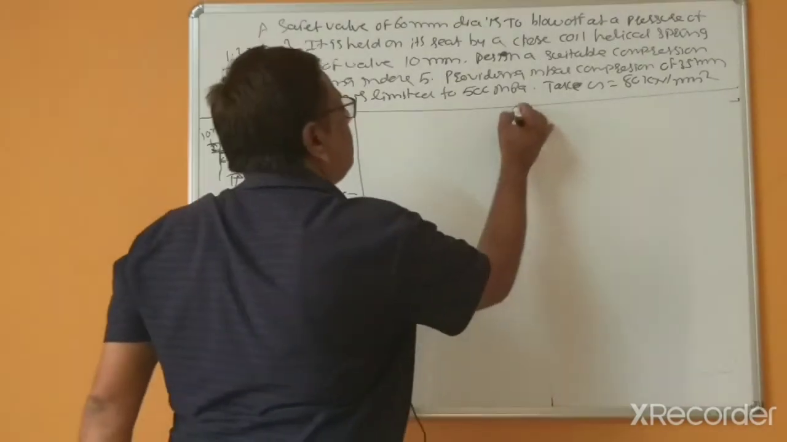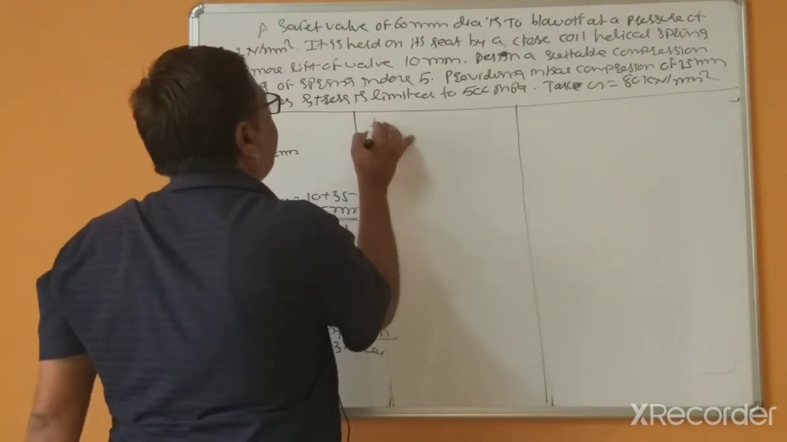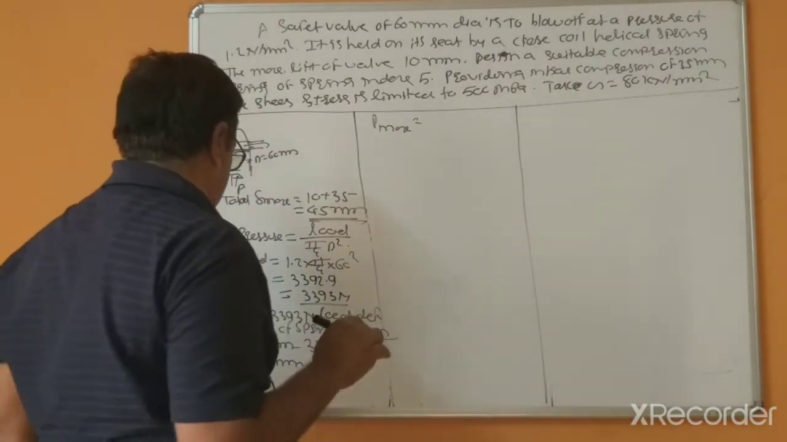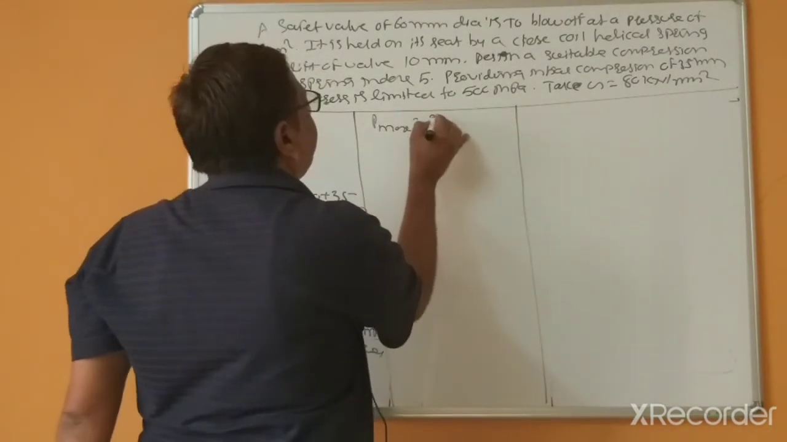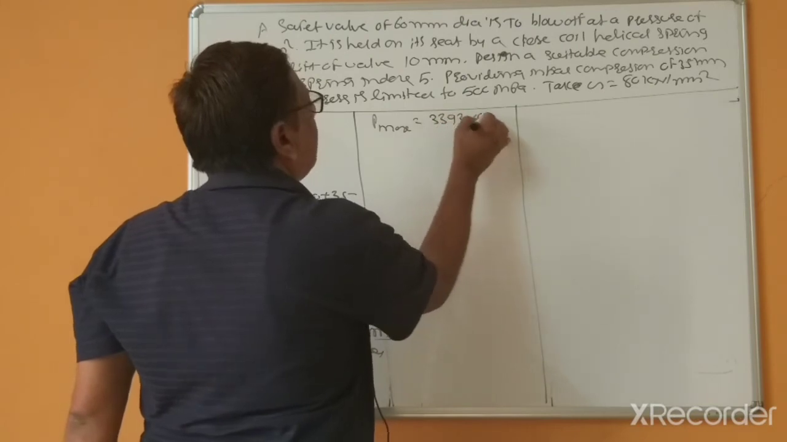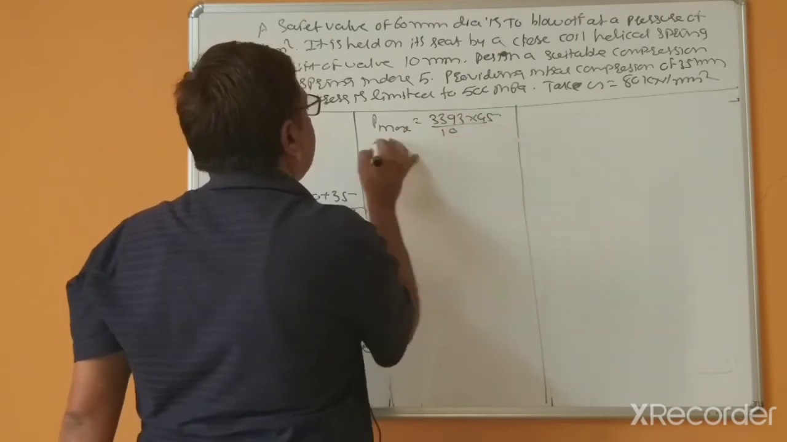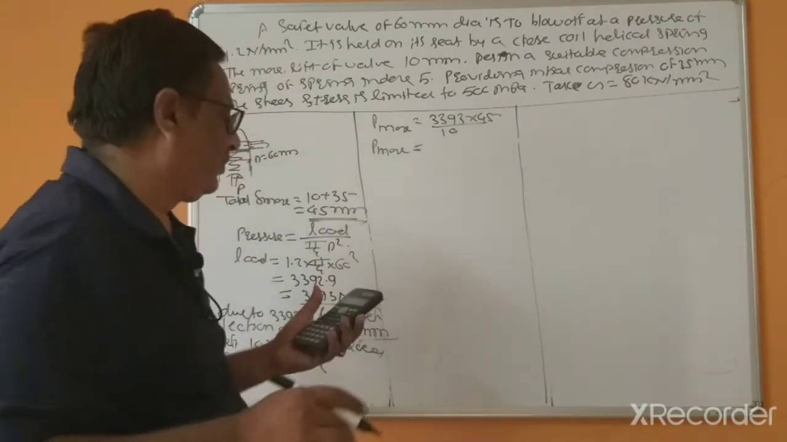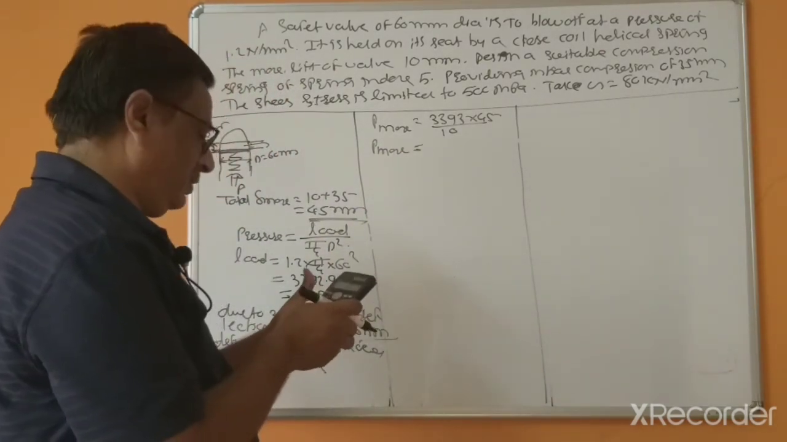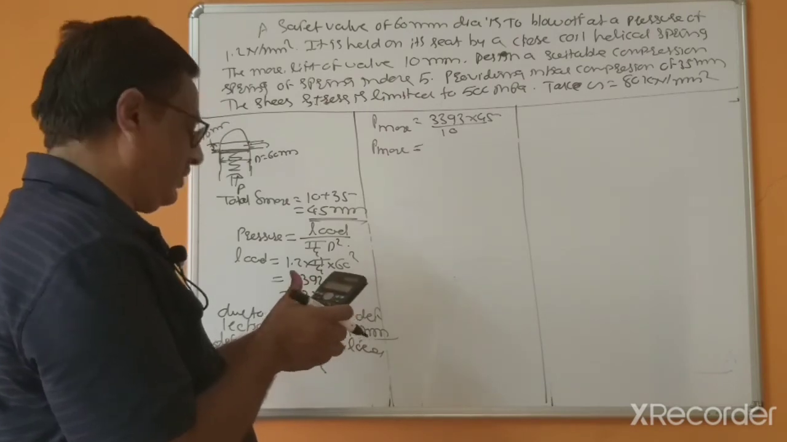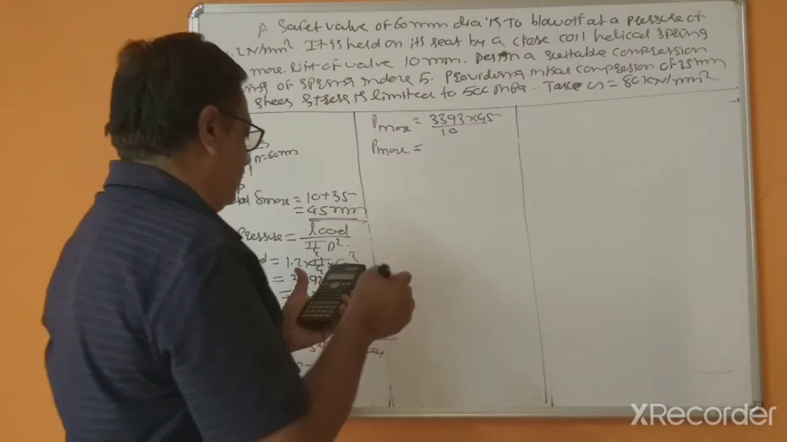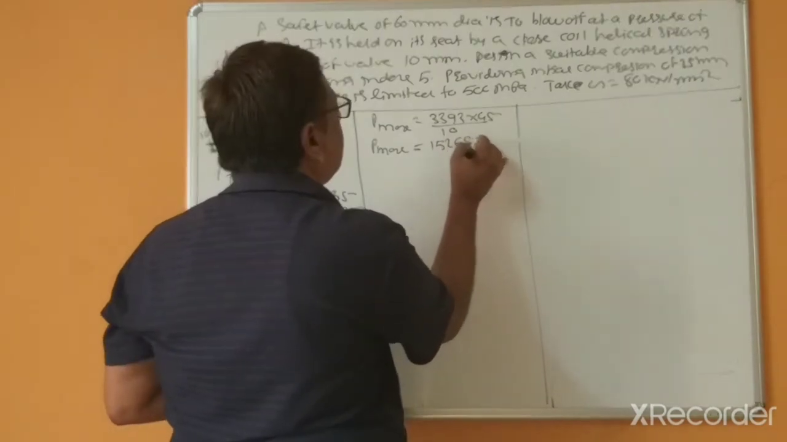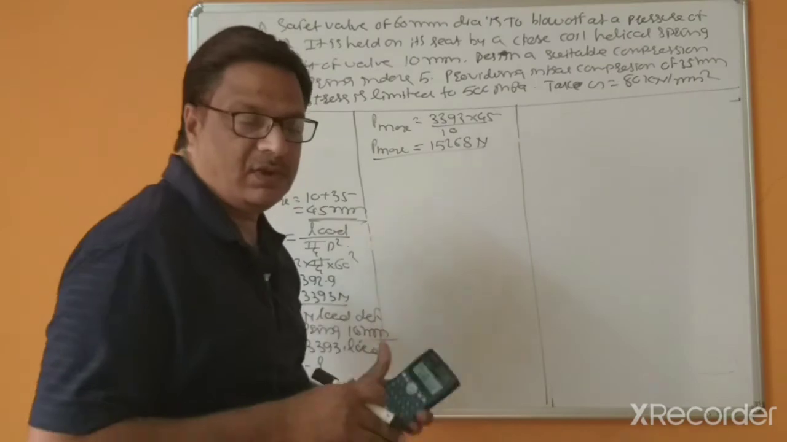So this maximum load equals 3393 multiplied by 45 divided by 10. This is the maximum load acting. 3393 multiplied by 45 divided by 10 is equal to 15,268 newtons. P max equals 15,268 N.